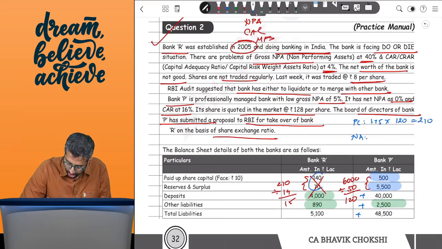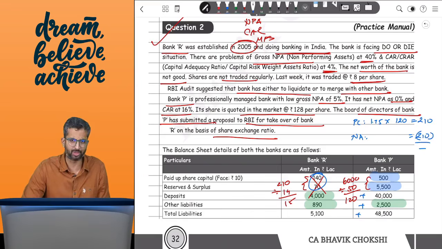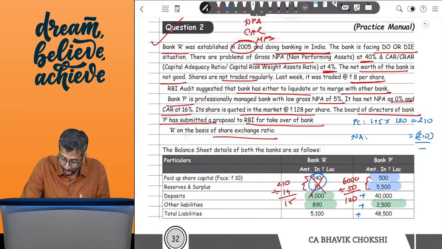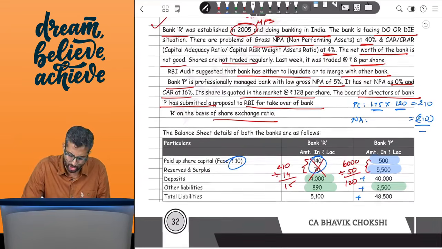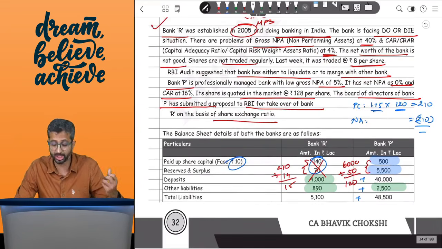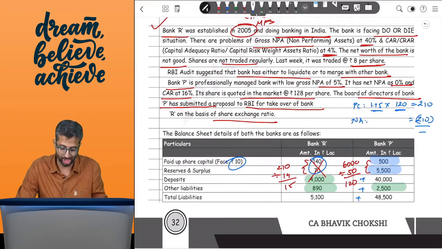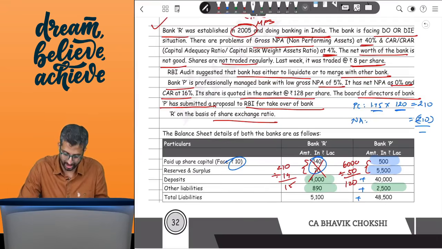Net assets over here of the target would be around 210 again, and hence there would be no goodwill, there would be no capital reserve. However, when you issue these shares, these are shares of a face value 10 rupees issued at 120, and hence your journal entry will be, you will take over assets and liabilities of R, but you will issue shares 1.75 into 10, that is 17.5 worth of share capital, plus the remaining will be going in securities premium.